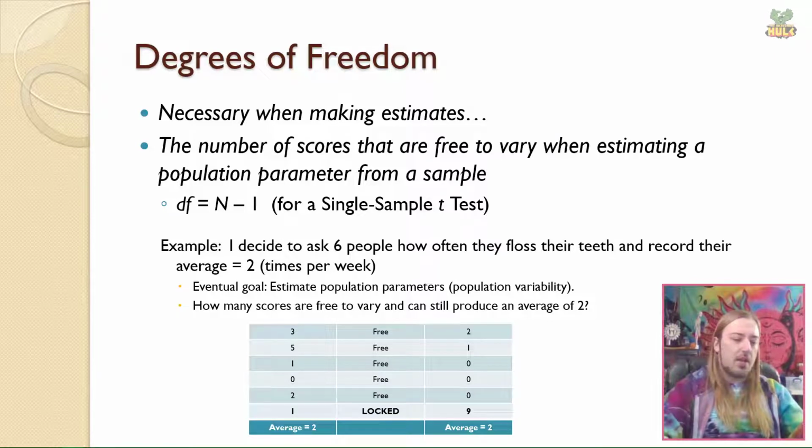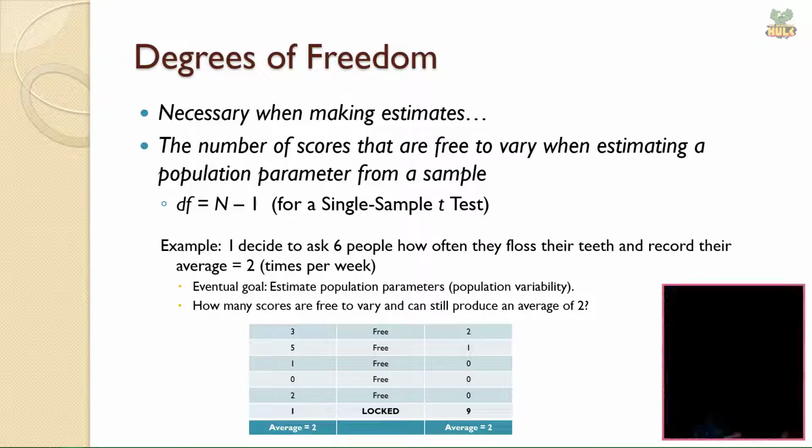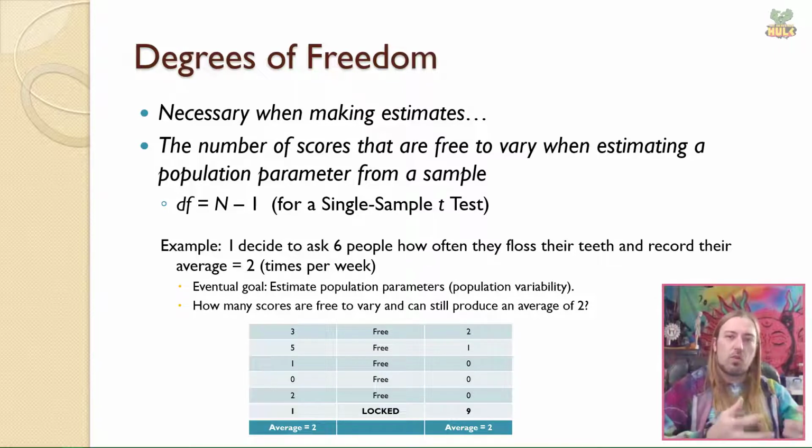And so when you add a number of scores into a sum to divide by the number of scores to get a mean, how many of those scores, those raw scores, can take on any value at all? They're free to vary, right? Those are the degrees of freedom. So look at the example down below. Let's say I ask 6 people how often they floss their teeth, and I record their average, okay? So just look at the first 5 values there on the left. 3, 5, 1, 0, and 2, okay? Now, if I know that the average is a 2, right?